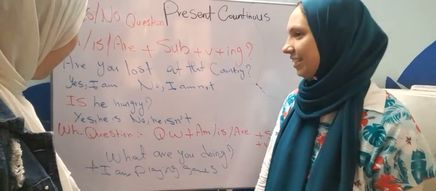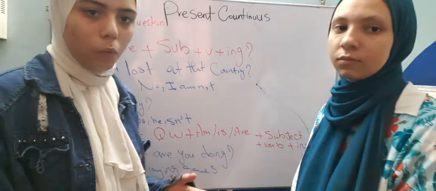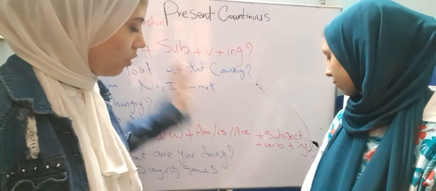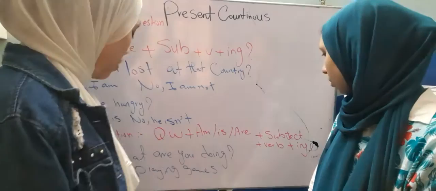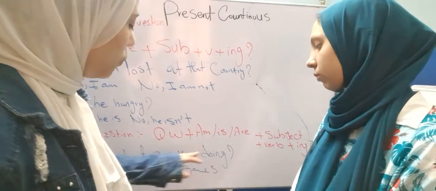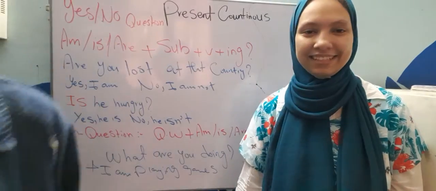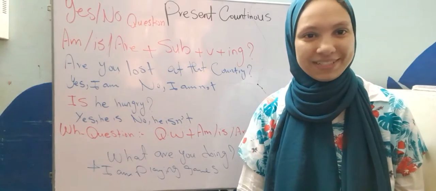Okay, now for the WH questions. We put the WH word, no matter what it is: what, when, where, why, plus am, is, or are, and it depends on the subject, as I said before, plus the subject, plus the verb, plus ing. For example, what are you doing? I am playing games. So that's it. This is the questions in the present continuous.